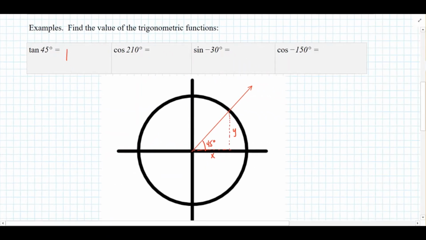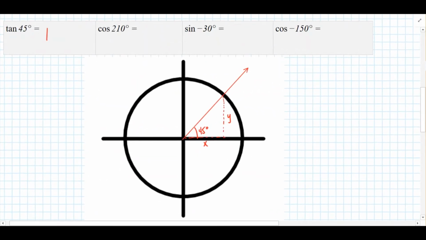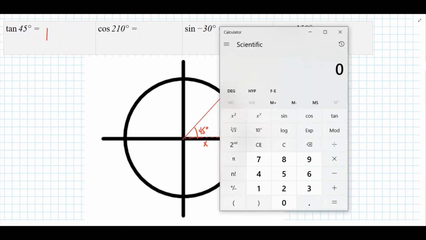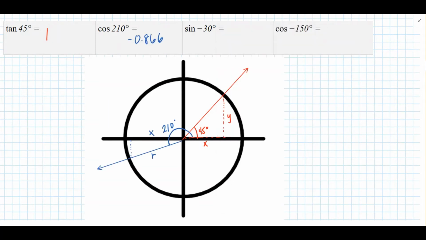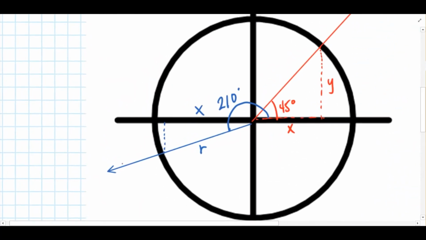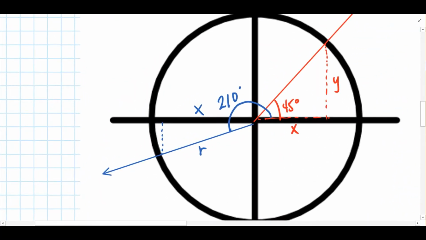When we calculate the cosine of 210 degrees, we get an answer of negative 0.866. This represents the ratio of side length x divided by r. The result is negative since the x position is negative and the length r is positive. We have an end result, therefore, that is negative.